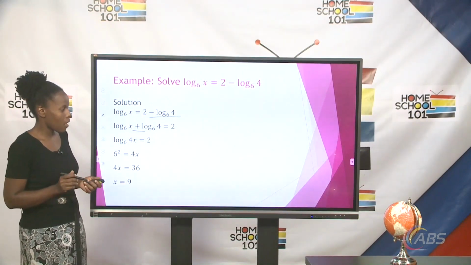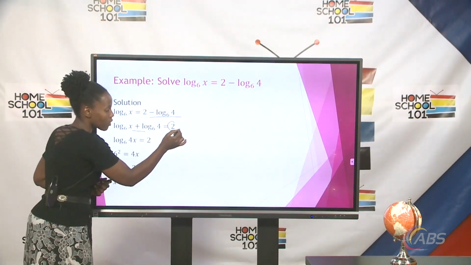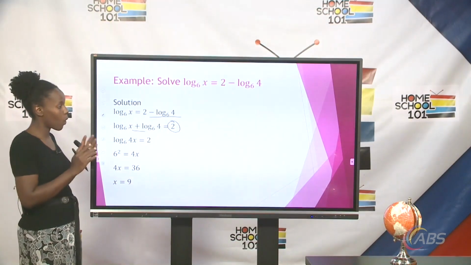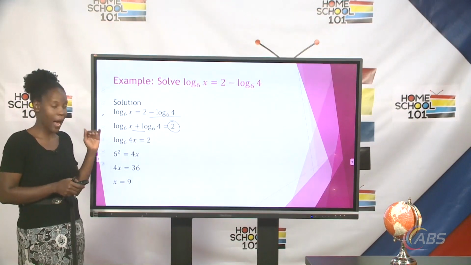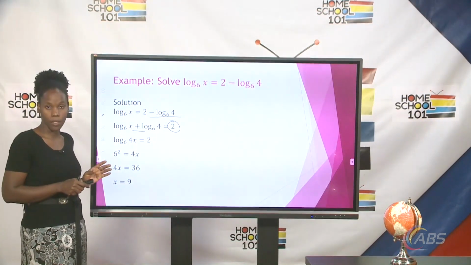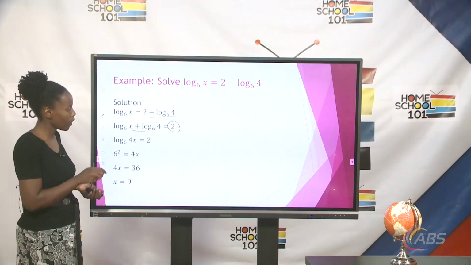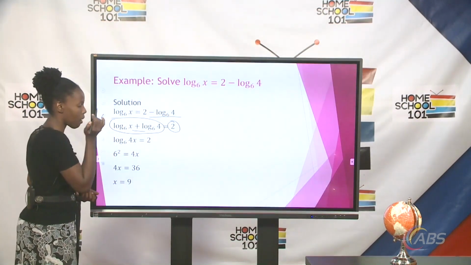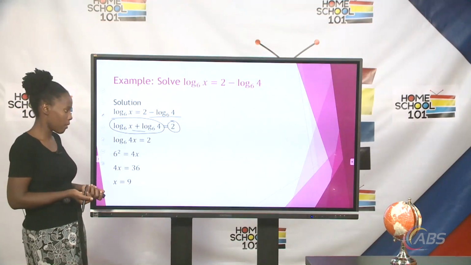Now the key thing, note that this number, we would not convert this to a logarithmic term. Once it's an equation, it would remain as is, and we leave it as such. We don't need to convert it to a logarithmic term. What we will then need to do is to convert this to a single logarithm using the laws of logarithm.